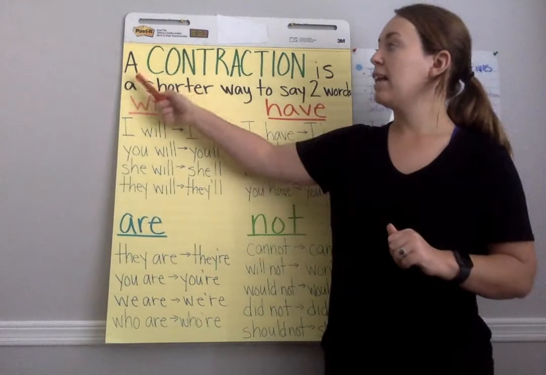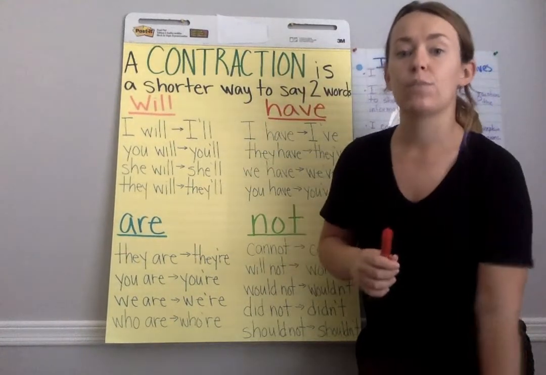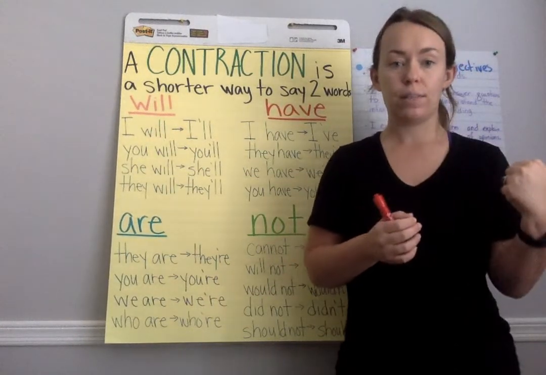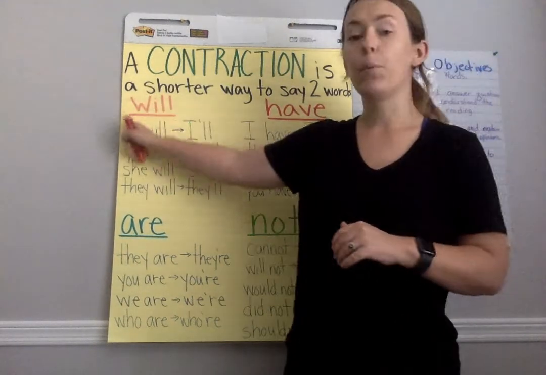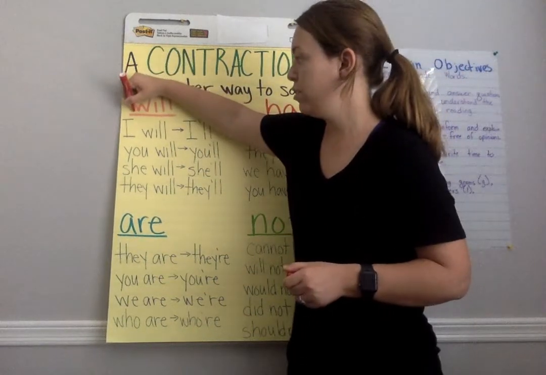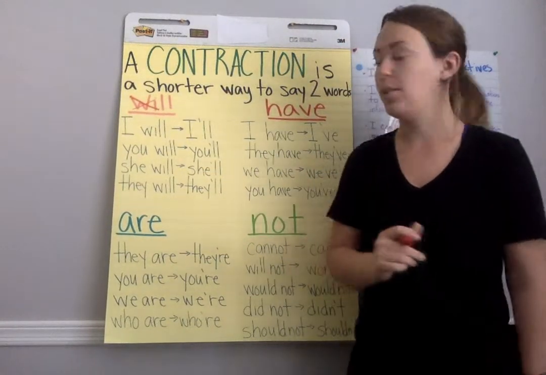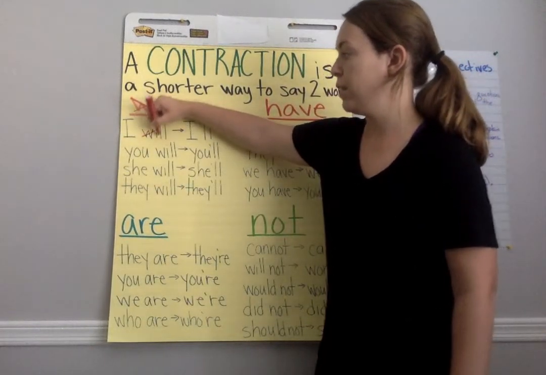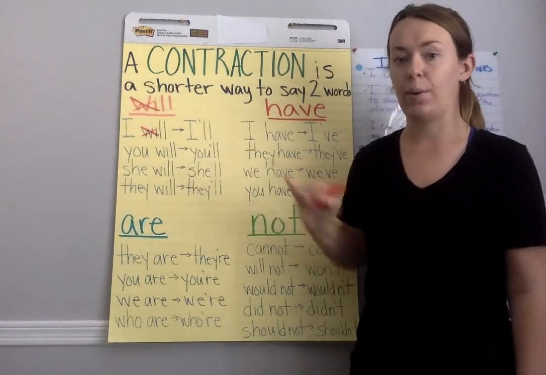Okay, so a contraction is a shorter way to say two words. So in many cases, we'll say, I will. If we want to shorten those two words, we need to cancel out some of the letters, and we need to put in an apostrophe. So when it is a will word, we are going to cancel out the W and the I. So we're going to cancel out just the W and the I, and then we'll have our contraction, okay? So instead of saying I will, we're going to cancel out that W and the I and put an apostrophe in its place to make I'll, okay?